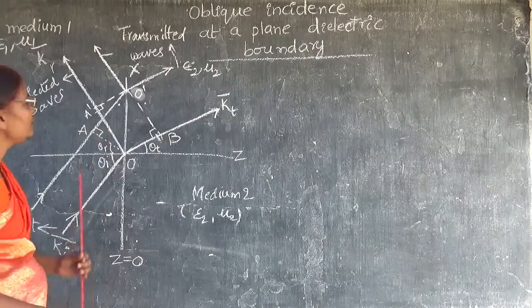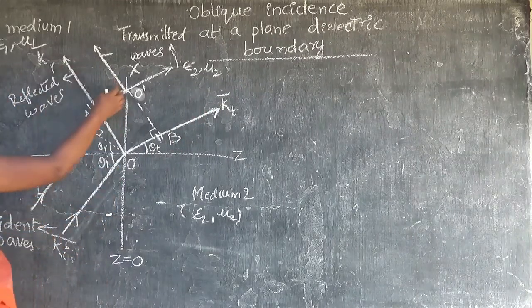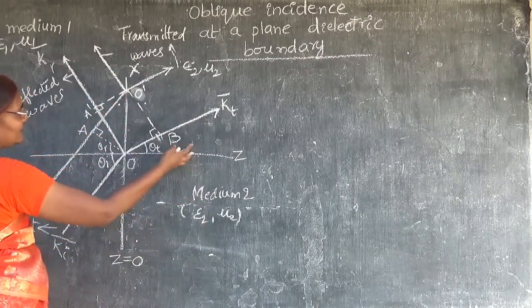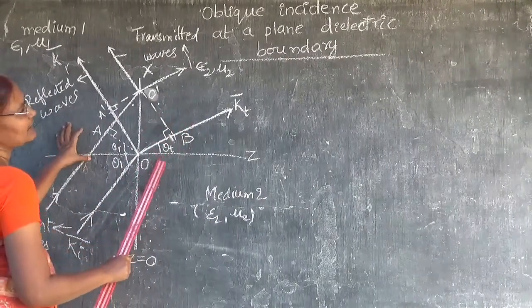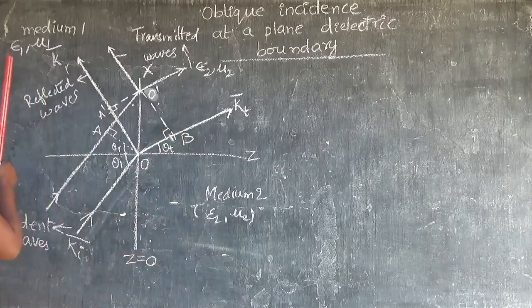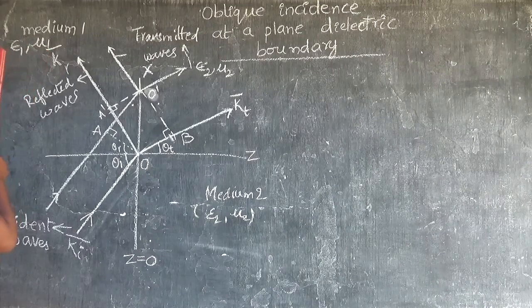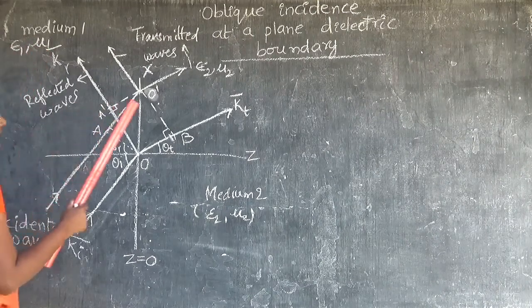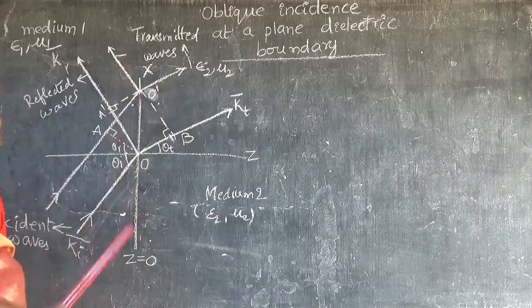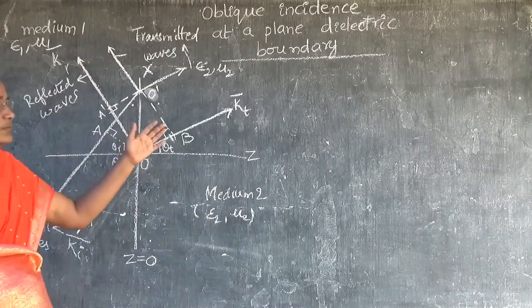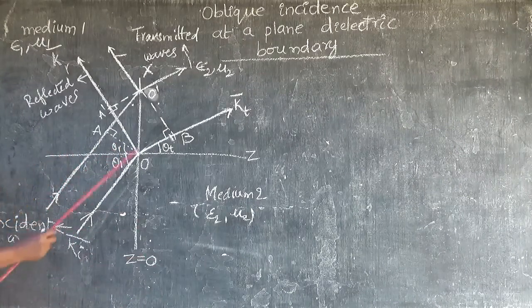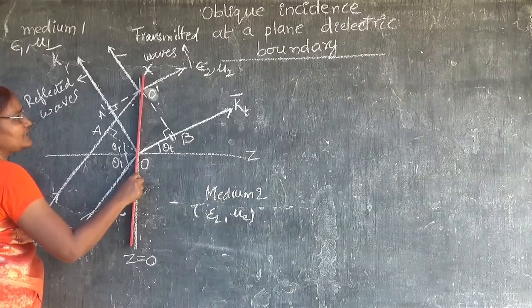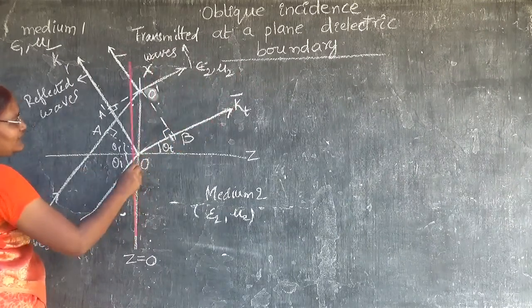dielectric boundary. That means one medium will be dielectric and the other medium also will be dielectric with different properties. That means both are dielectrics. They are considered as lossy dielectrics, and the first medium is having the constituent parameters as epsilon 1 and mu 1, and the second medium is having the constituent parameters as epsilon 2 and mu 2. So both are dielectric media, and now the boundary surface is going to be dielectric boundary.